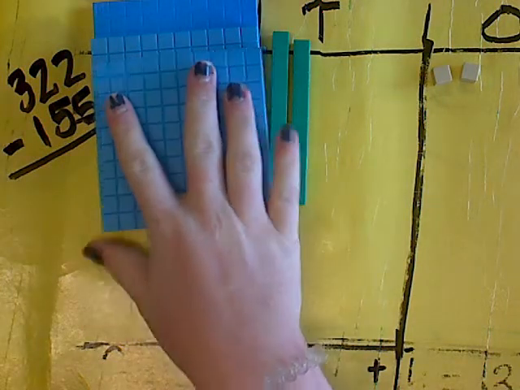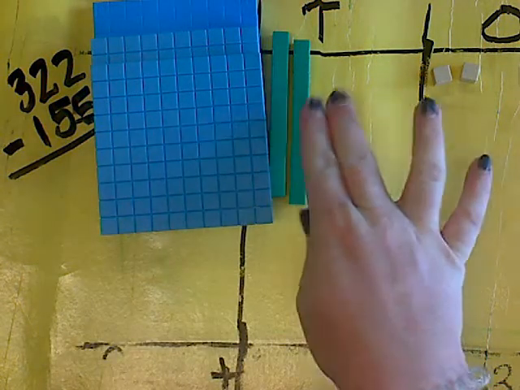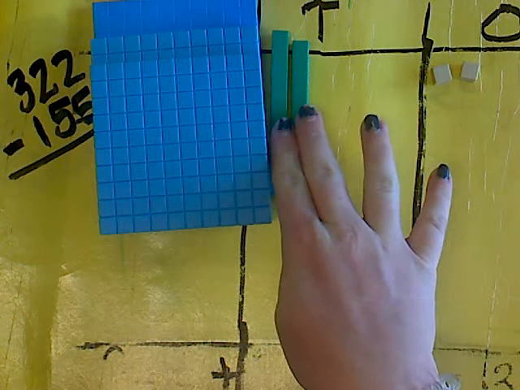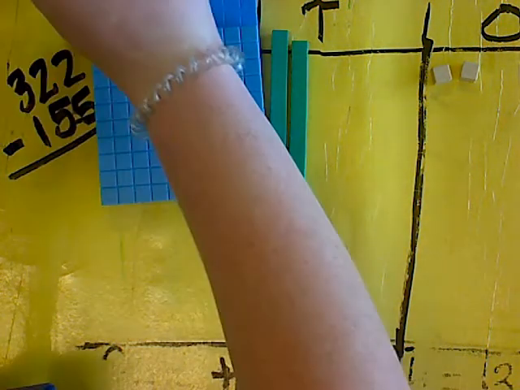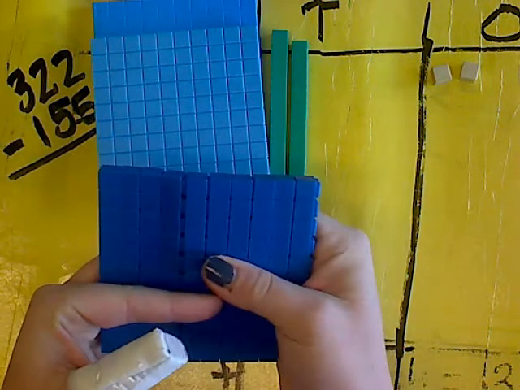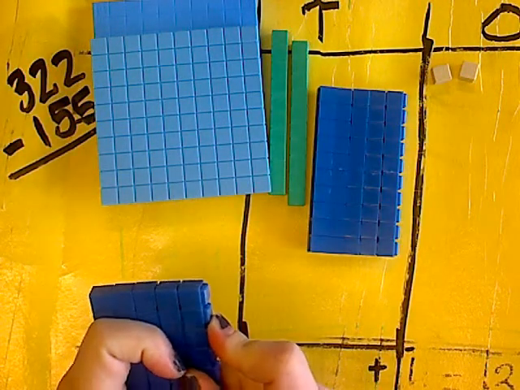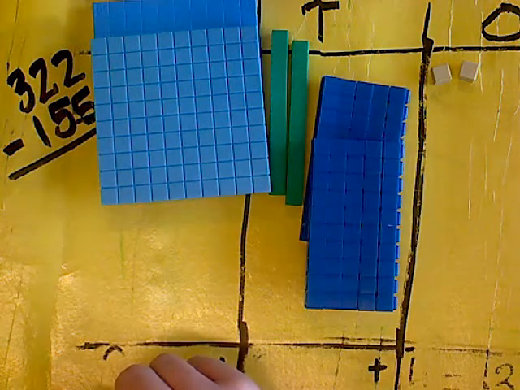I have 3 hundreds and I need to take 1 away, which is possible, so I don't need to regroup anything there. I have 2 tens, but I need to take 5 tens away. So I don't have enough tens to take 5 tens away, so I need to regroup one of my hundreds into 10 tens. So I'm going to take one of these, put it as 10 tens. So now I can break that apart into my 10 tens, which has the same value as 1 hundred. So my number value has not changed yet.